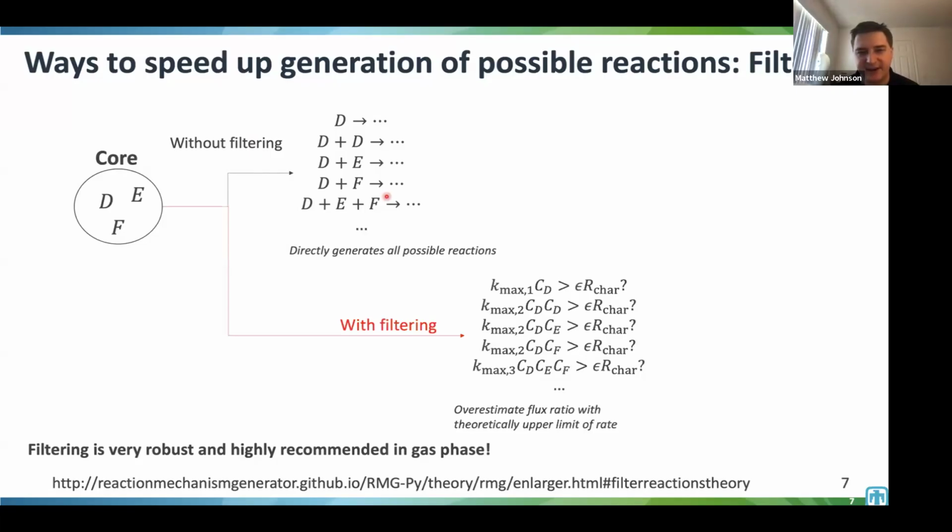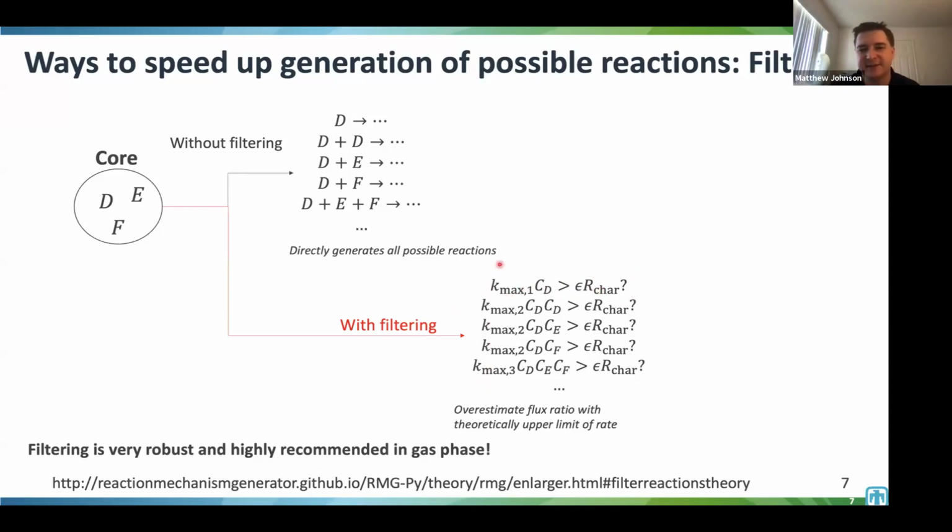However, what filtering does is estimate the maximum rate coefficient that these different reactions, bimolecular, unimolecular, trimolecular reactions, can have. And based on that maximum rate coefficient, we ask how fast this could be for these two species, or this species. And if this flux was less than your flux tolerance times the characteristic rate, then we say this is pretty unlikely to be important, because even if it's as fast as we think it possibly can be, we still don't think it's going to be fast enough to move past the flux criterion.